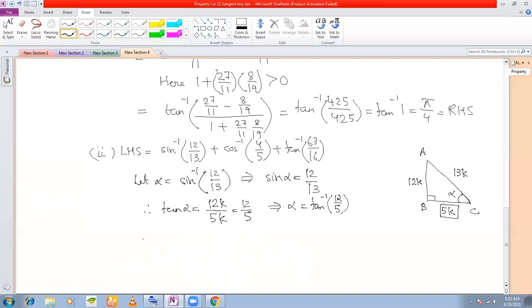Okay. Similarly, for the second one, if you want to convert cos inverse to tan inverse, let's say beta is equal to cos inverse 4 by 5. That means cos beta is 4 by 5. Again, the triangle here.